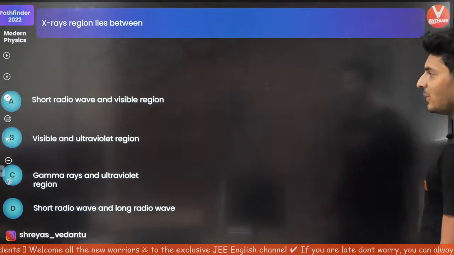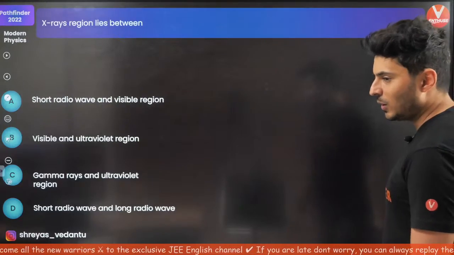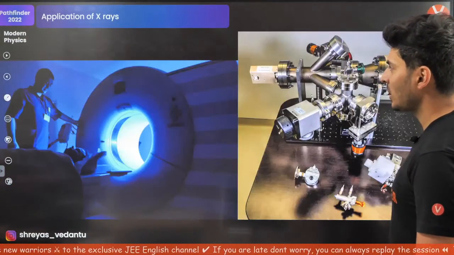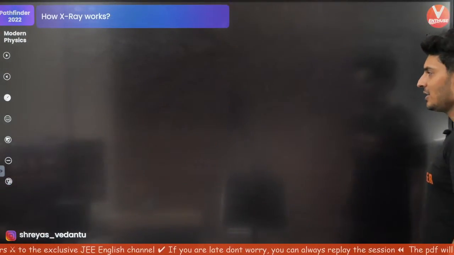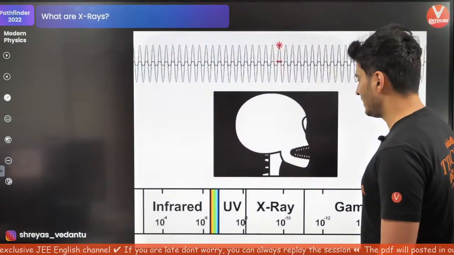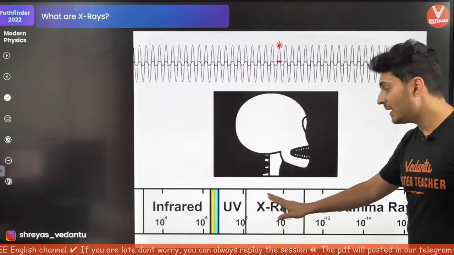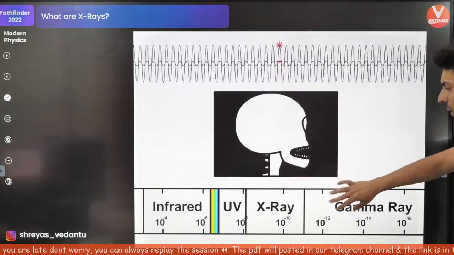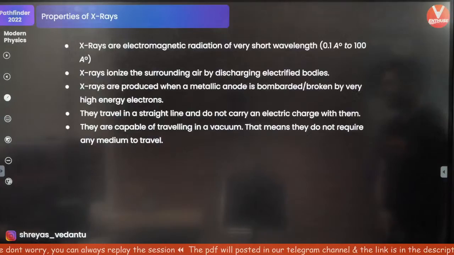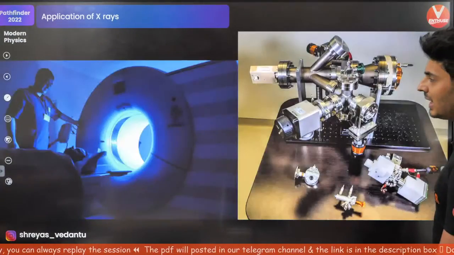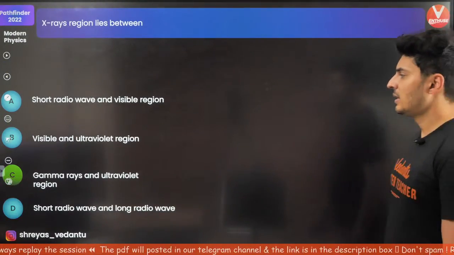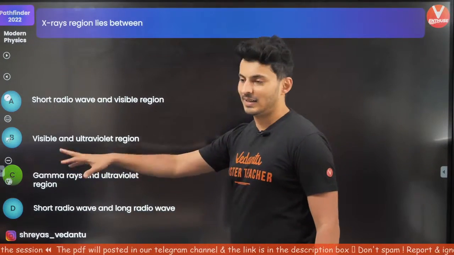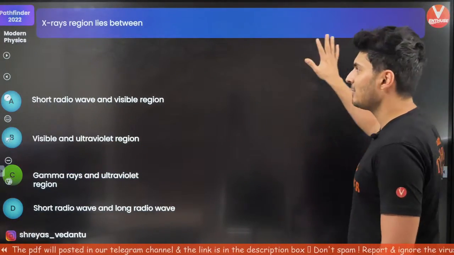Okay, X-ray lies between which and which? It's very obvious. Okay, Sneha saying C. You can go back to the previous slide and I had just shown this to you. Look at this. X-rays lies between UV and gamma. Gamma is high frequency, ultraviolet is slightly lower frequency as compared to X-rays. So yes, the answer is between, do I have it over here? Yes, between gamma rays and UV rays. As simple as that. Yep, that's the first answer.